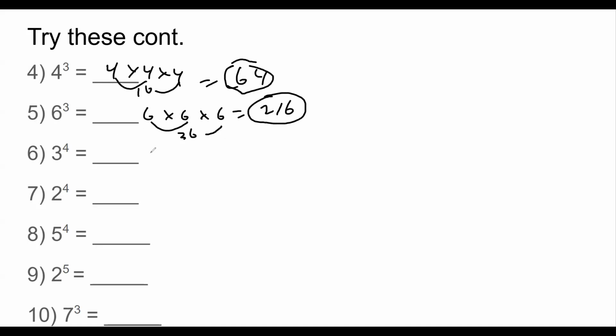3 to the fourth, I'm going to do it 2 different ways. It's pretty neat. I'm going to do 3 times 3 times 3 times 3. That gives you 9. 9 times 3 is 27. 27 times 3 is 81.